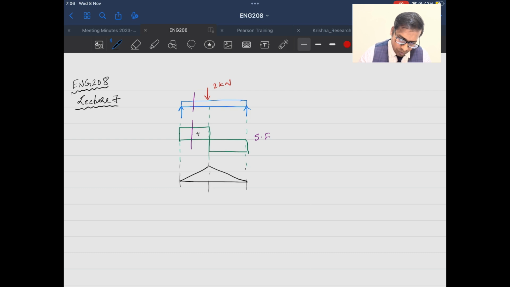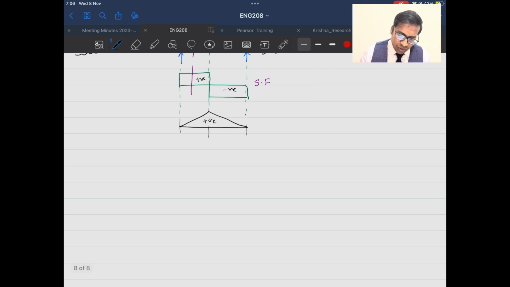So this is my positive shear force section, negative shear force section, and this is my positive bending moment. So this is how the bending moment for a simply supported beam will look. This is my simply supported beam with a point load. Now let me describe the rules for drawing the shear force diagram and bending moment diagram.